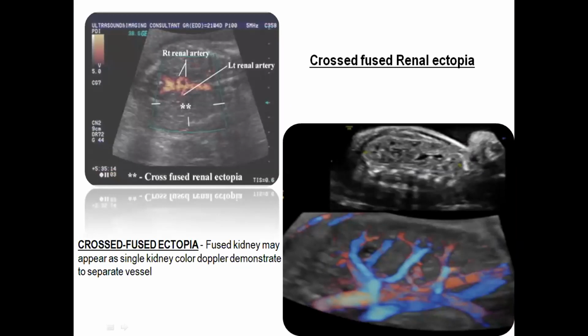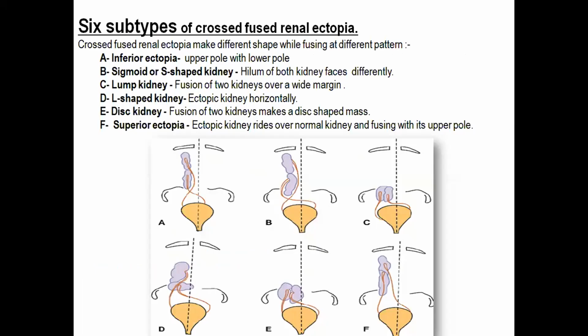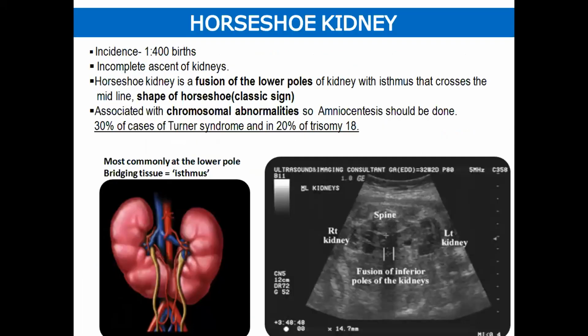There was one case when one kidney was missing, and on the other side there was a large lobulated kidney, giving an appearance of a single large kidney. And we put the Doppler, and it showed two distinct renal arteries, helping us to conclude that it is crossed fused renal ectopia. There are 6 subtypes, with different shape and fusion, which we cannot discuss here.